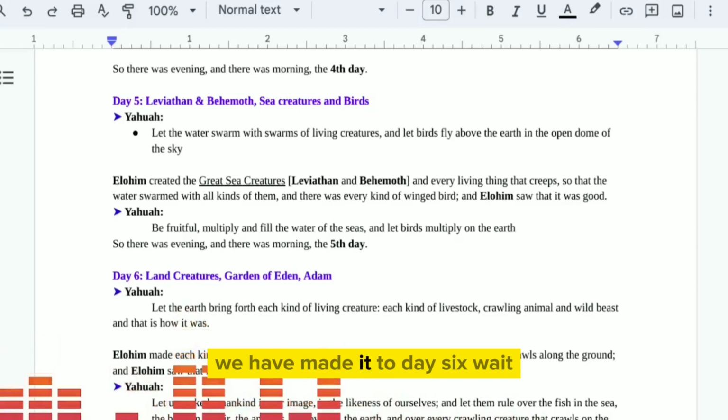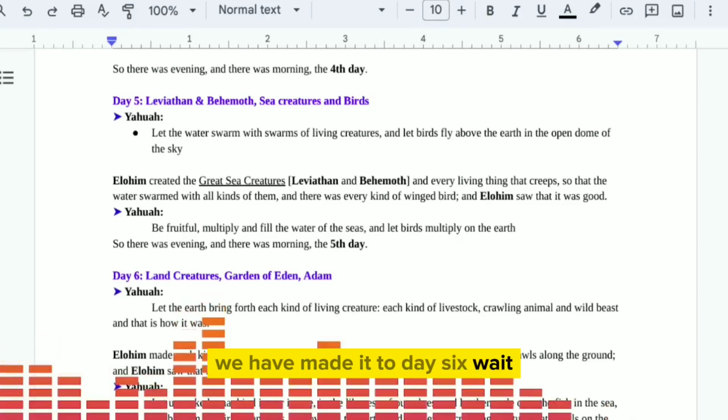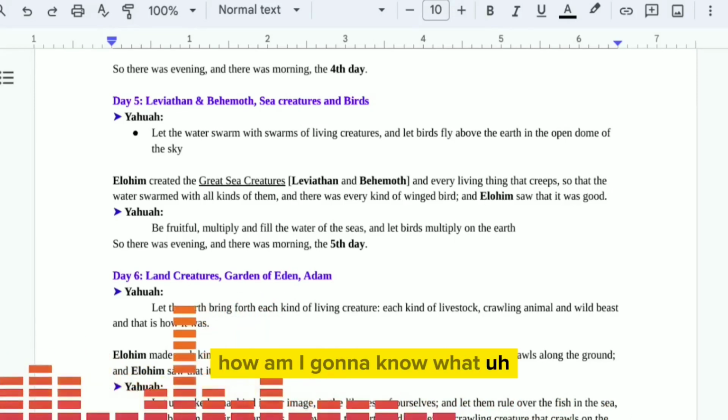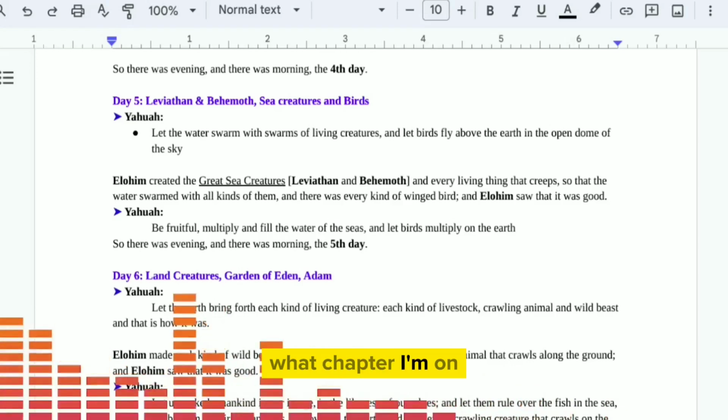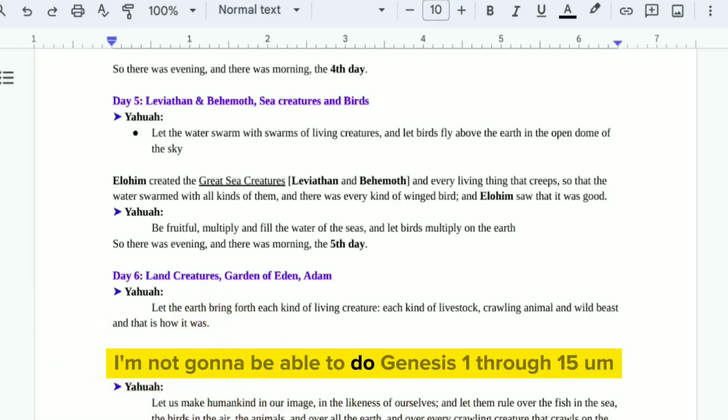Okay, we have made it to day 6. Wait, how am I gonna know what chapter I'm on? I'm not gonna be able to do Genesis 1 through 15. No? Did I actually write? Yeah, I wrote 1 through 15.